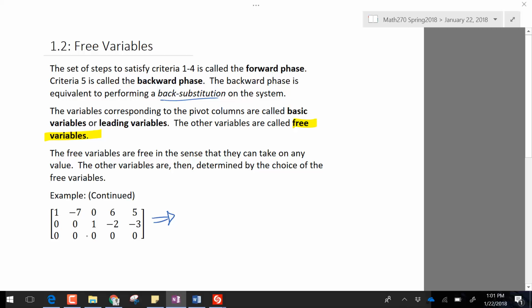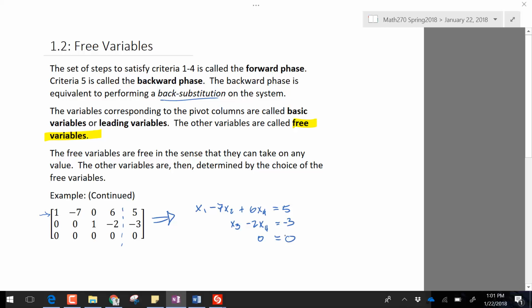So the back substitution is going to, well, not the back substitution. Let's transform this back. The first row over here will correspond to 1 times x sub 1 minus 7 times x sub 2 plus 0 times x sub 3 plus 6 times x sub 4 is equal to 5. Remember, this is an augmented matrix, and so the right-hand side is the right-hand side. And then the next one is 0 times x sub 1 plus 0 times x sub 2 plus 1 times x sub 3 minus 2 times x sub 4 is equal to negative 3.